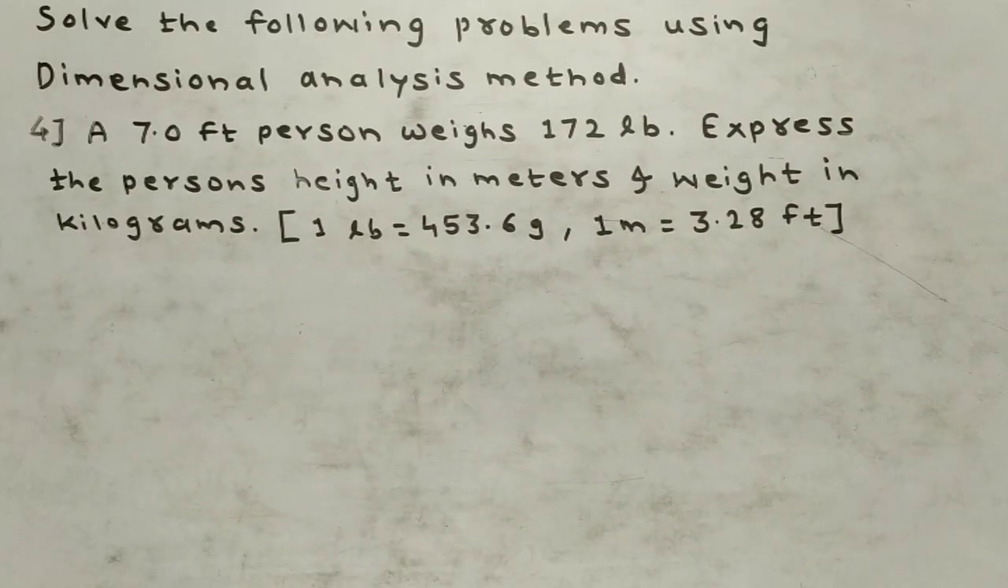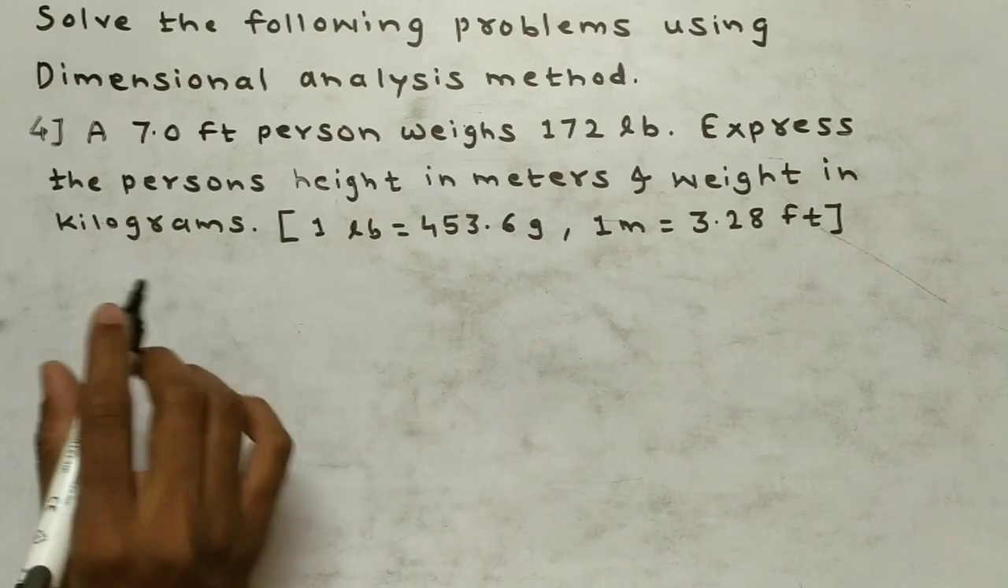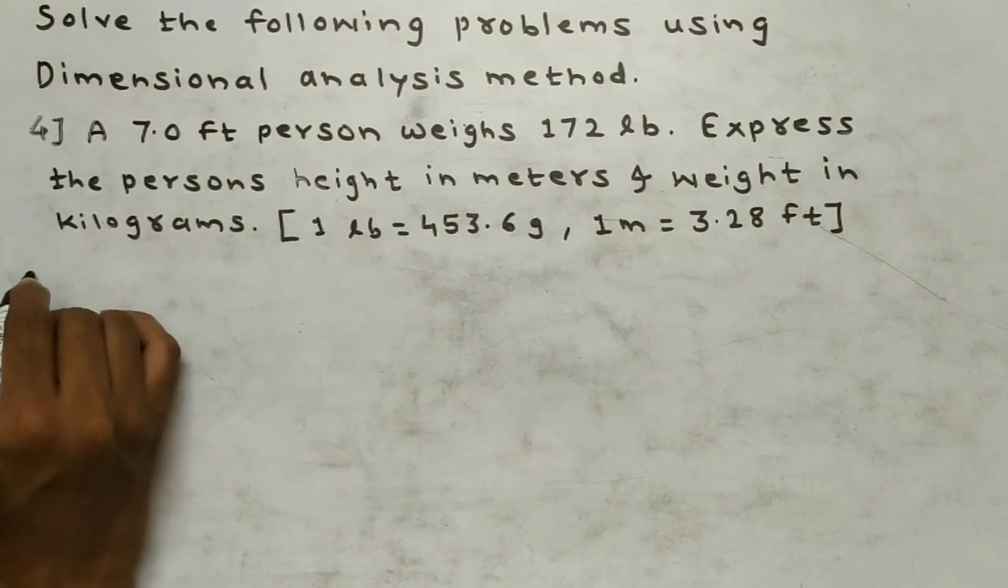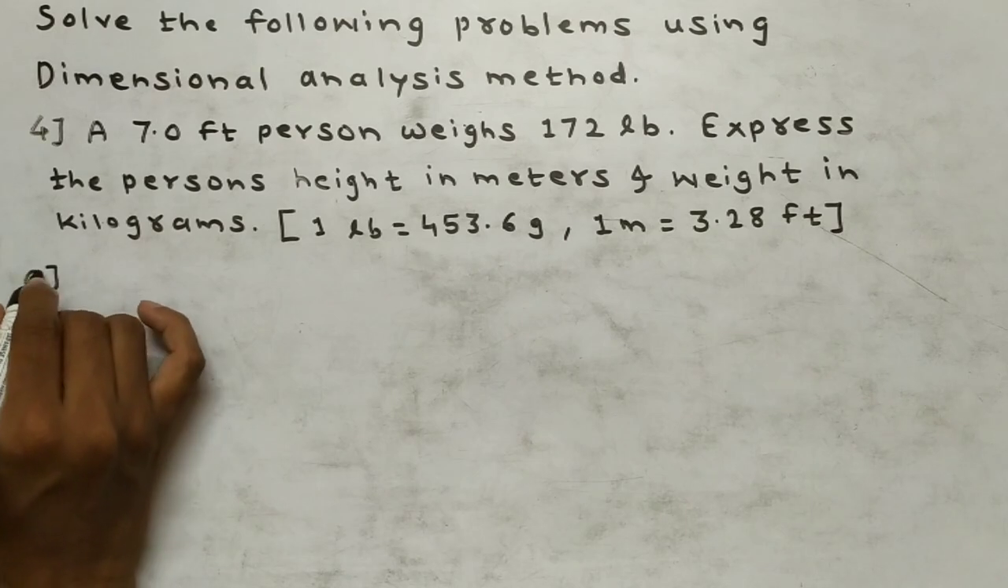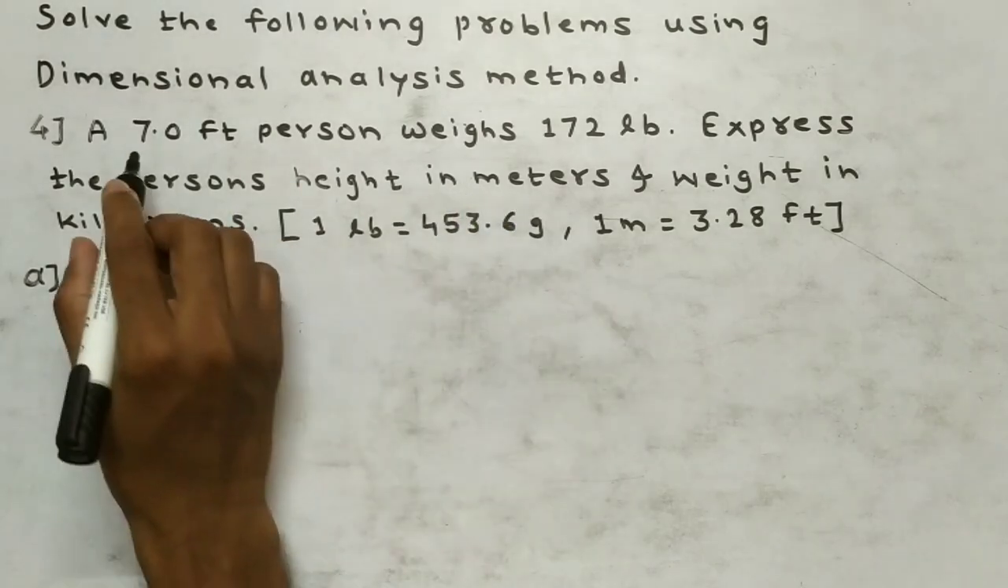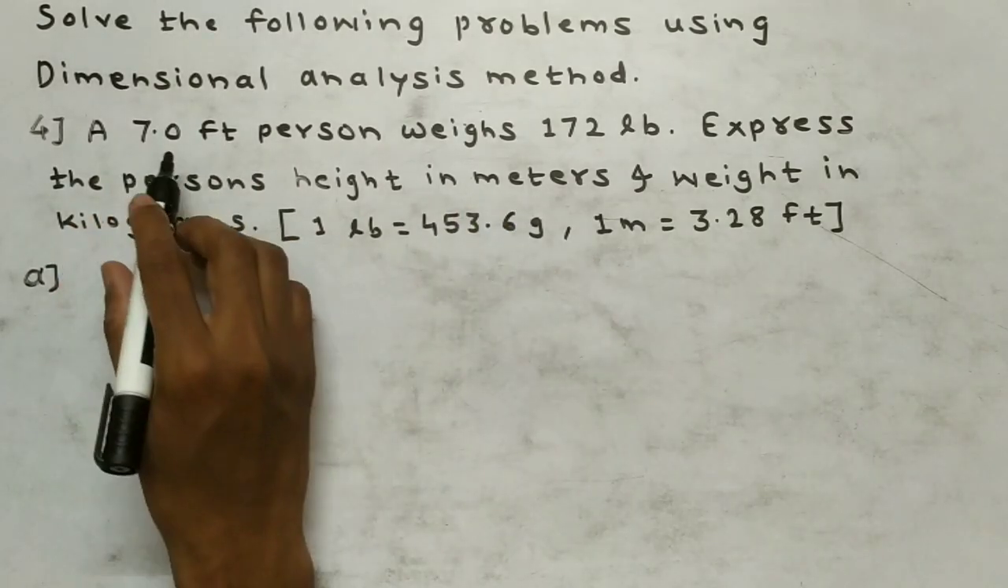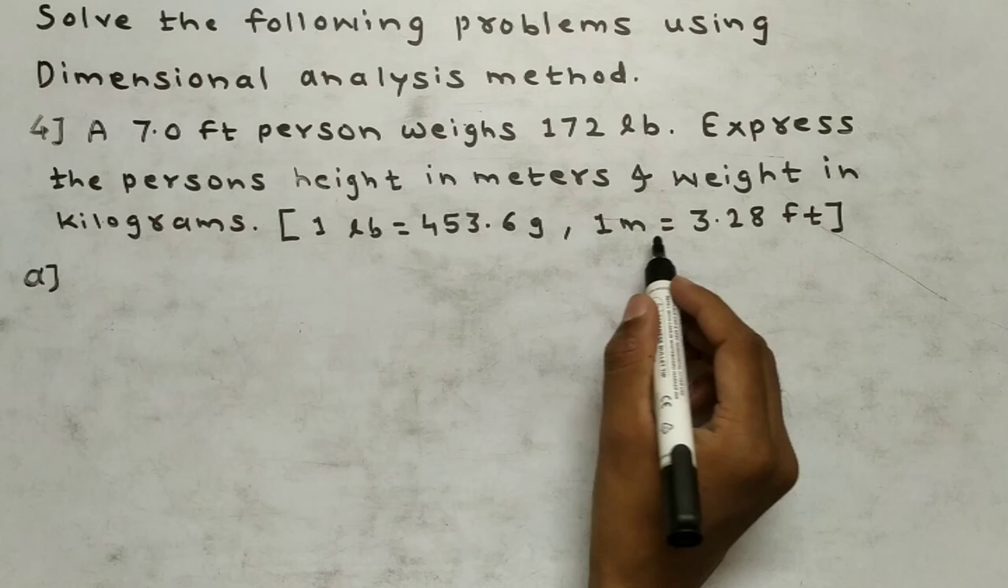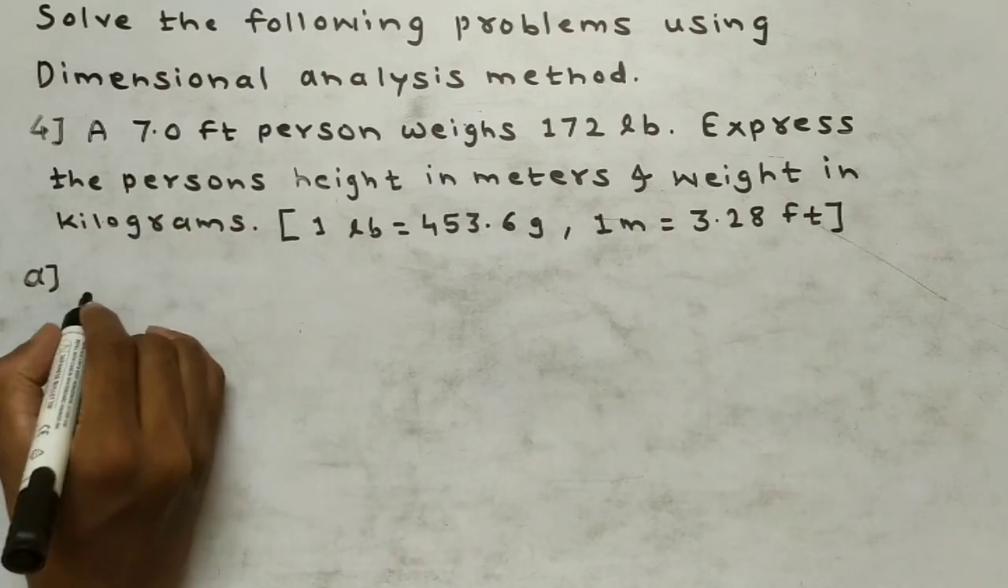Now the last problem. A 7.0 feet person weighs 172 lb. Express the person's height in meters and weight in kilograms. So there are 2 small problems. So we'll write part a, and we'll convert the person's height in meters. Okay, so we have 7.0 feet, and we have the conversion factor provided here. 1 meter is equal to 3.28 feet. So we'll just write it down.